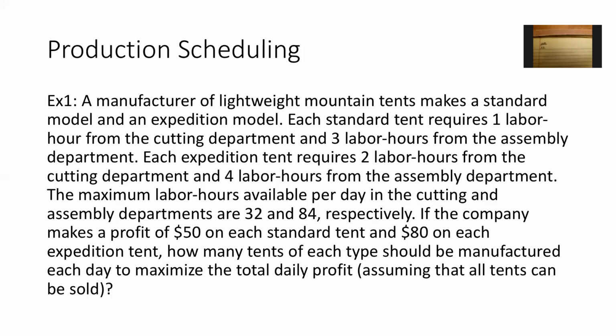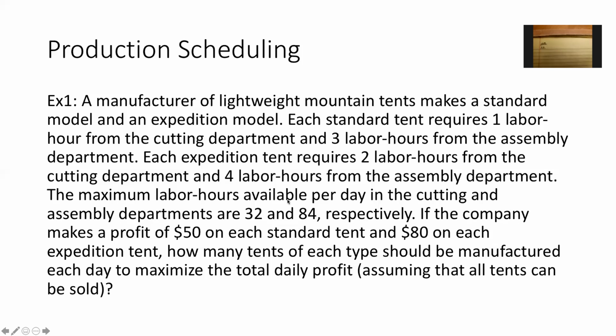Each expedition tent requires 2 labor hours from the cutting department and 4 labor hours from the assembly department. The maximum labor hours available per day in the cutting and assembly departments are 32 and 84 respectively. If the company makes a profit of $50 on each standard tent and $80 on each expedition tent, how many tents of each type should be manufactured each day to maximize the total daily profit? Assume that all tents can be sold.